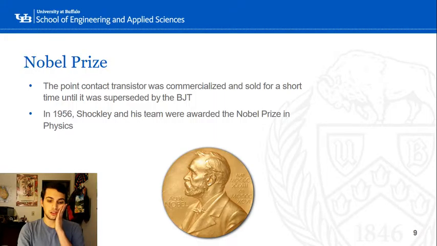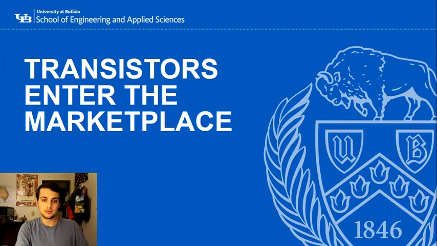The point contact transistor was commercialized and sold for a short while until it was superseded by the BJT, which is a new transistor technology. And in 1965, Shockley and his team were awarded the Nobel Prize in Physics for their researches on semiconductors and their discovery of the transistor effect. So now transistors are starting to enter the consumer marketplace.